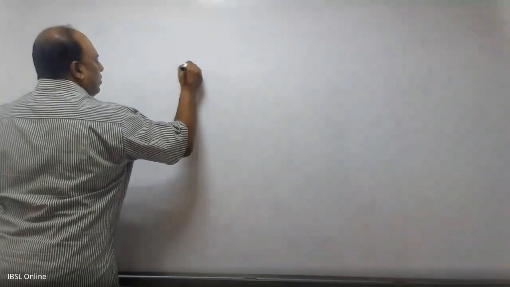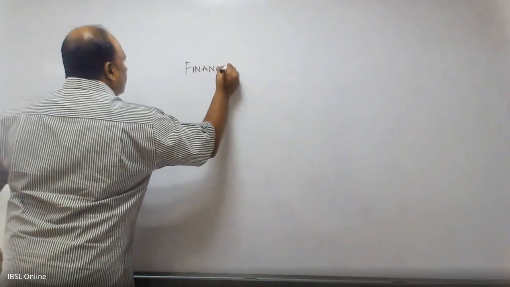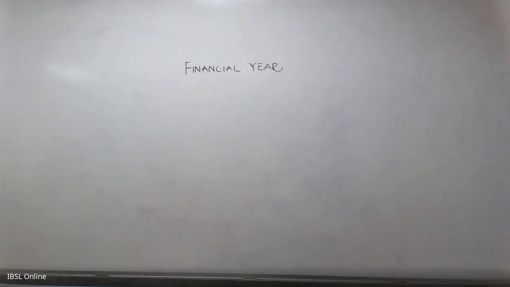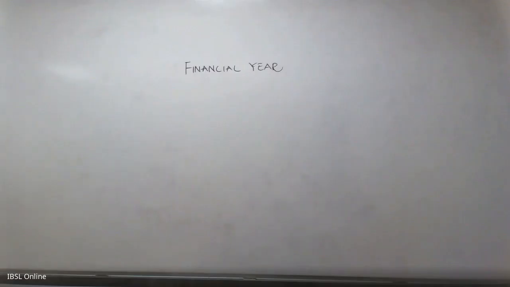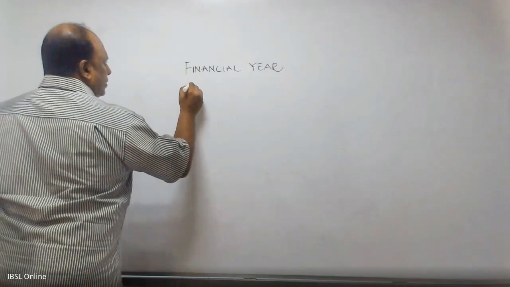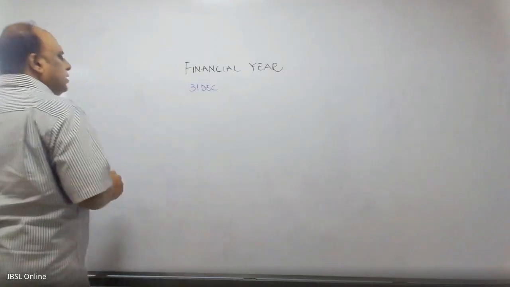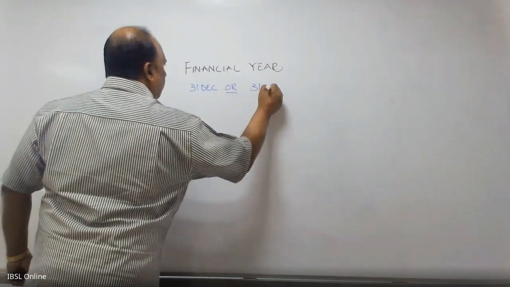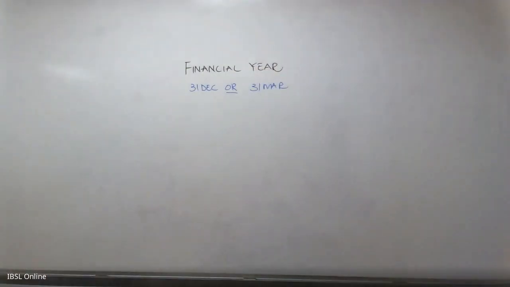Now, as you know, for profitability, we talk about a financial year. I hope you can see the board. Is it visible? Yes, sir. Now, we talk about financial years, which are normally 31st December companies, that is from 1st of January to 31st December, or you have 31st March companies. What do you mean by that?